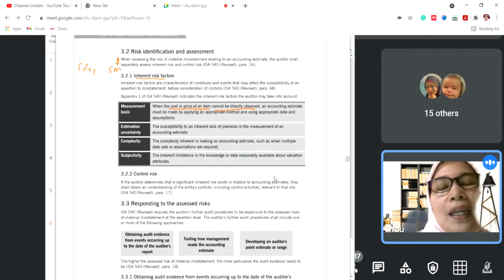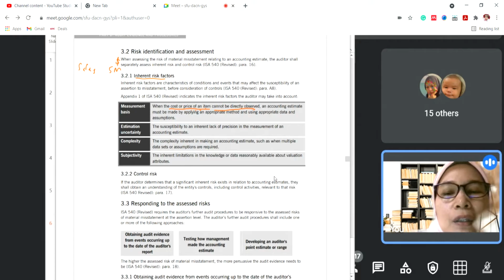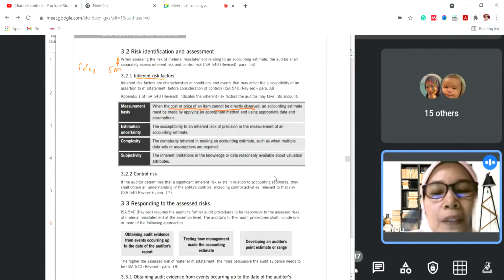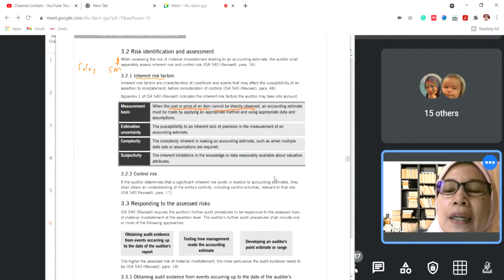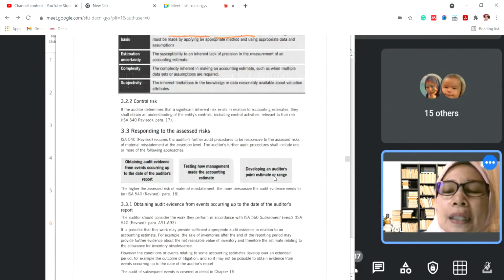When you come at the end of the year, or after the end of the year, to perform the substantive test, the price might have changed already, unless it is a control price. And then estimation uncertainty, the susceptibility to an inherent lack of precision. Like the example just now on the accounting estimate, complexity and subjectivity of the estimation. How do you respond?